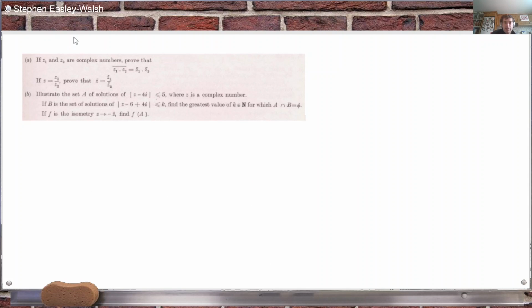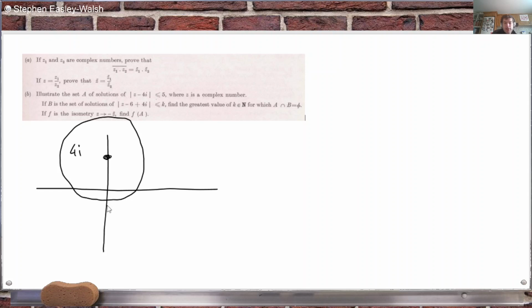Illustrate the set A of solutions. Okay. So that's 4i. And basically it's going to be a circle. And it's going to go as far down as minus i because the radius is 5. It's a circle centered at 4i, radius of 5. Yeah. Okay, so that's that.